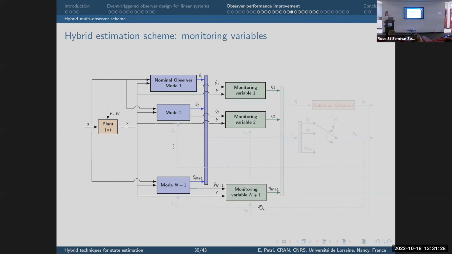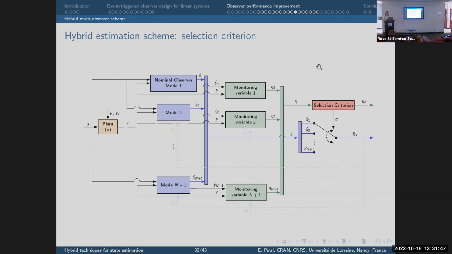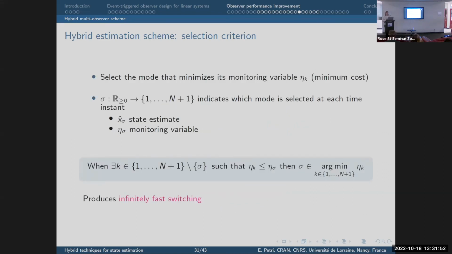So we are in this condition. We have this multi-observer that has n+1 state estimates, and we have a monitoring variable to evaluate the performance of each mode of the multi-observer. So we need to design a selection criterion in order to select one mode to look at at any time instant, based on the information that we have from the monitoring variables. And since the monitoring variables give us the performance evaluation in terms of cost, we have to select the one that minimizes its monitoring variable, which means that we will minimize the cost.